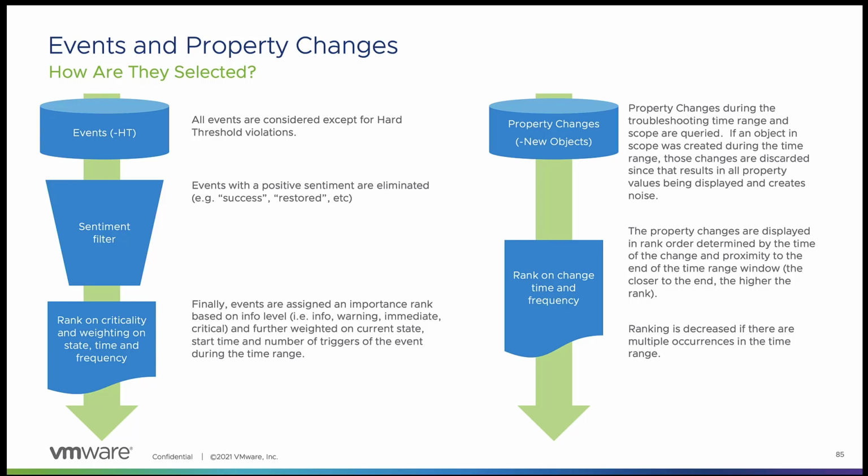Then we're going to take all of those property changes. We're going to rank those based on the time and the proximity to the end of the time range. So the closer to the end of the time range we've selected, the higher that's going to be weighted. And then if there are multiple occurrences of a property change, the ranking is going to be decreased a little bit for multiple occurrences of that.